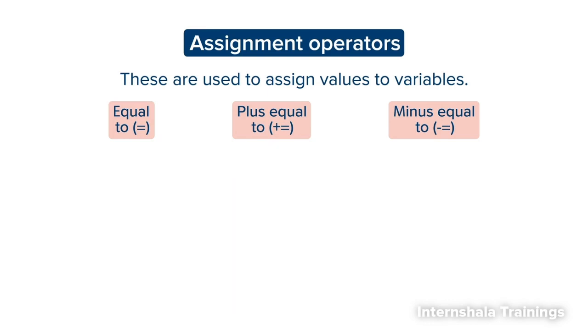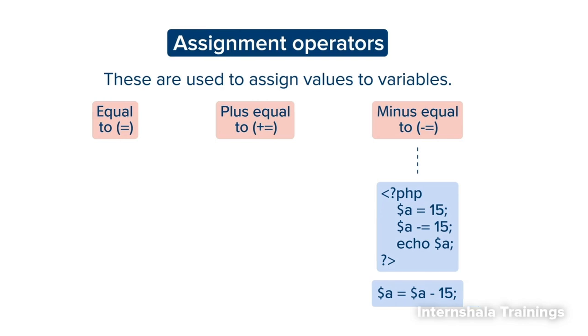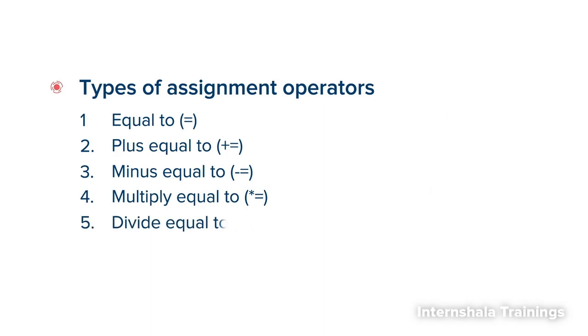Similar to this operator, we have a minus equal to operator. This operator decreases the value of the left operand by the value of the right operand. This expression is also equivalent to a is equal to a minus 15. Now again, what do you think will be the new value of a variable? Well, you don't have to answer right now. You will get similar questions in the quiz. Similarly, we have multiply equal to, divide equal to, and modulo equal to assignment operators.